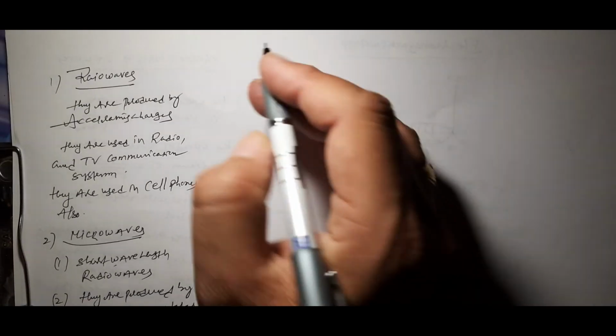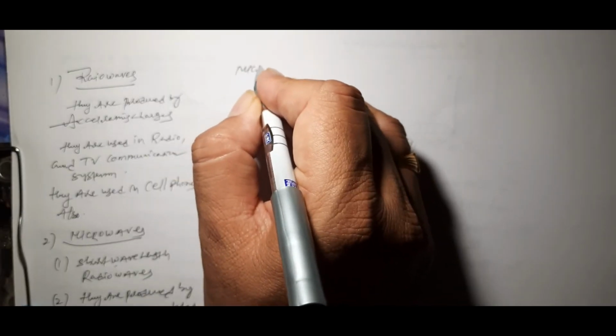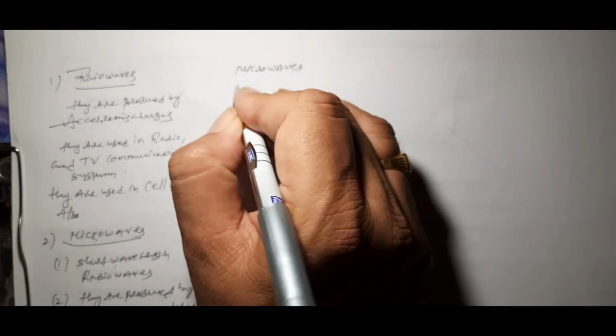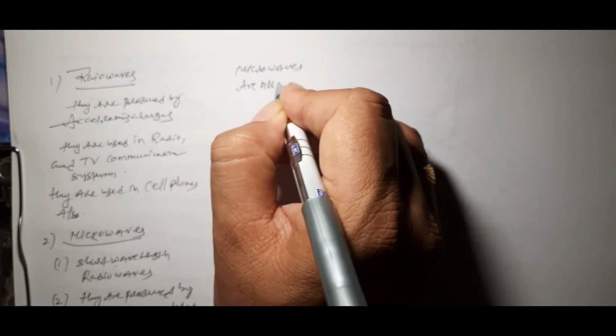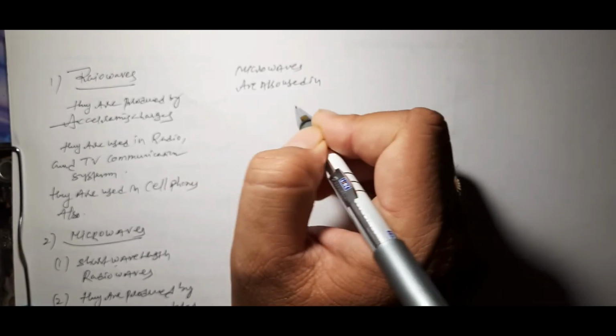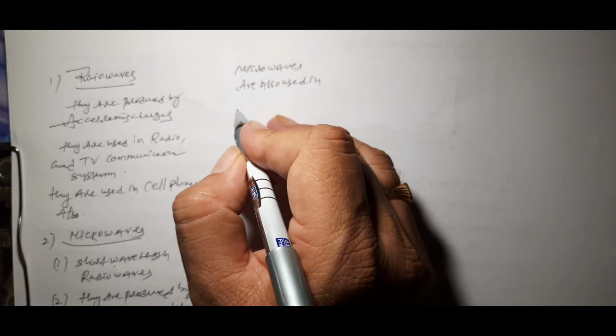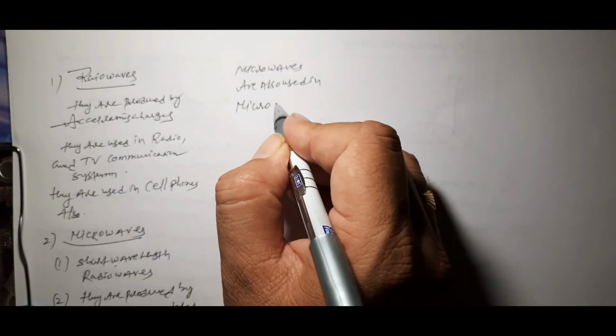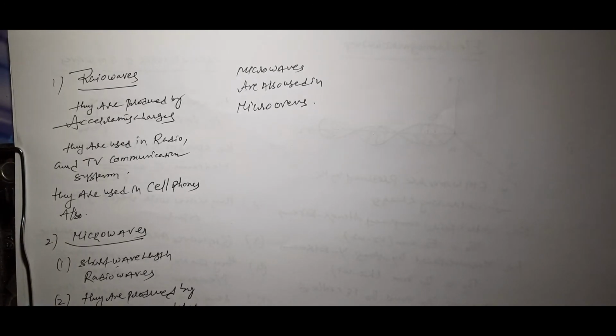Microwaves are also used in microwave ovens to cook food. By using these microwaves, we can cook food in microwave ovens. So these are the important properties of microwaves.